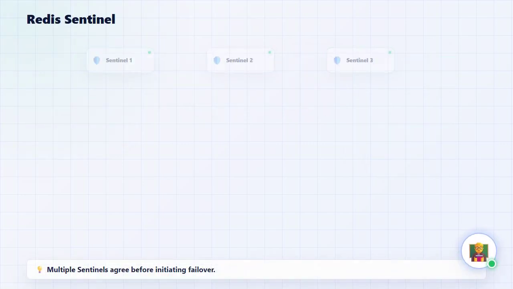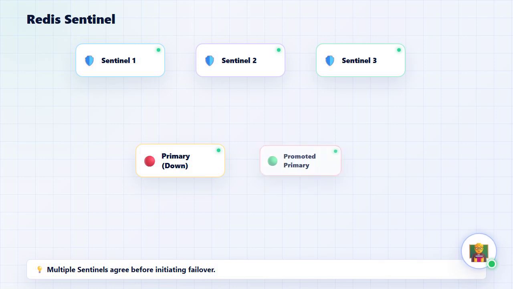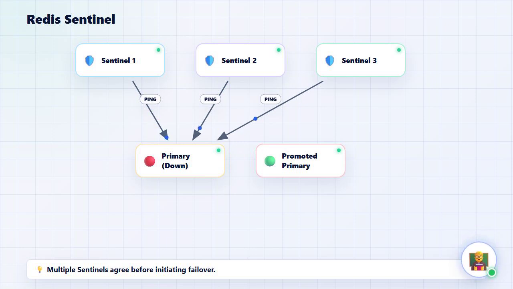This responsibility belongs to Redis Sentinel. Sentinel continuously monitors every Redis server by sending heartbeat messages. If the primary becomes unreachable, multiple Sentinel instances vote to confirm the failure. One replica is promoted, clients receive the updated address, and traffic resumes automatically.